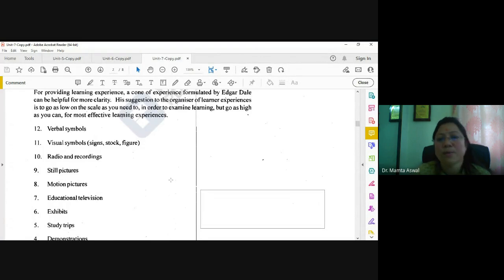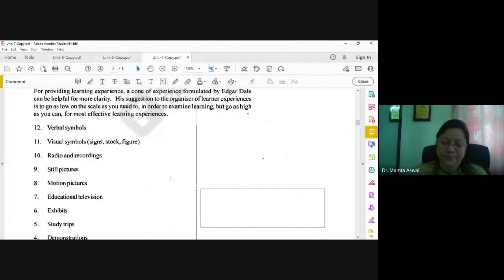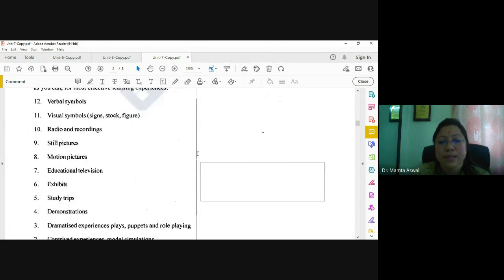So the Edgar Dale model is generally taught for learning and retention. The more senses are involved, the retention of the learning is more. The lesser the senses are involved, the retention is less. So I can show you something. Just give me a moment.